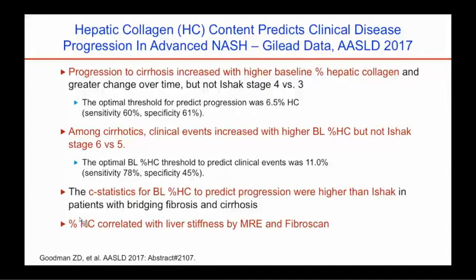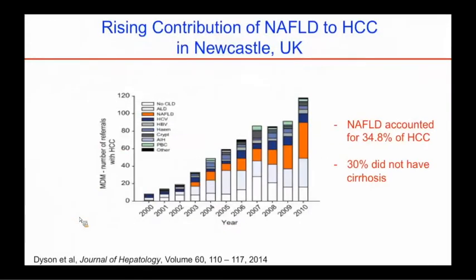Again, baseline hepatic collagen was much more accurate at predicting progression than Ishak, and it correlated roughly with liver stiffness by MRE and FibroScan. So now I think we can start to expect that if biopsies are performed and the biopsy length and size is accurate, you will begin to see digital pathology proposed as one of the endpoints.